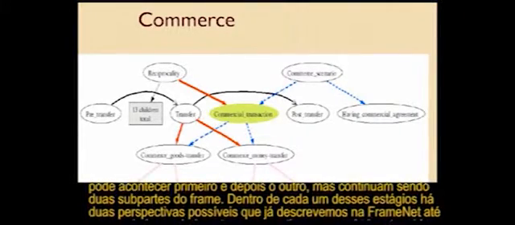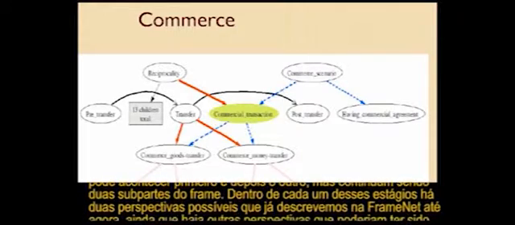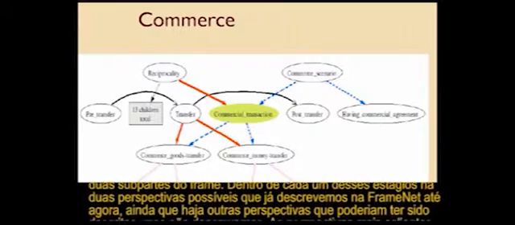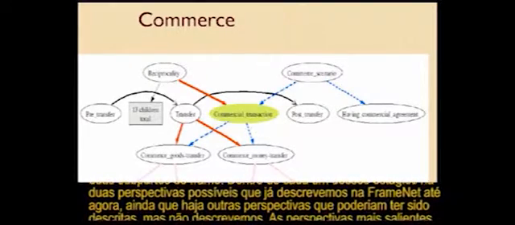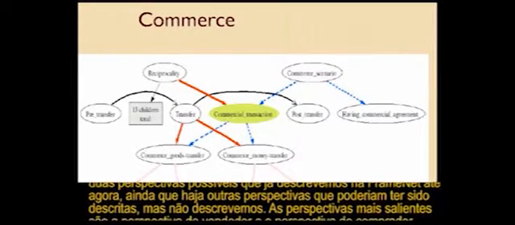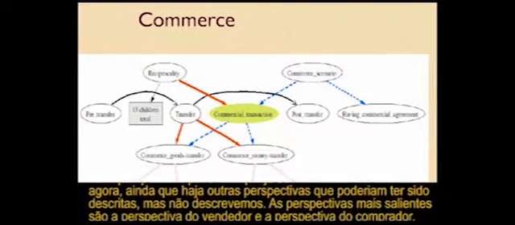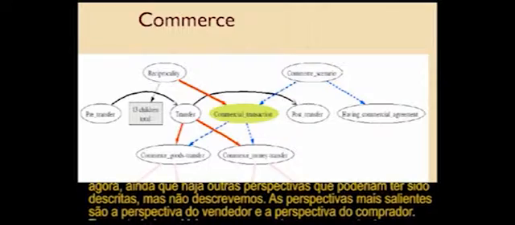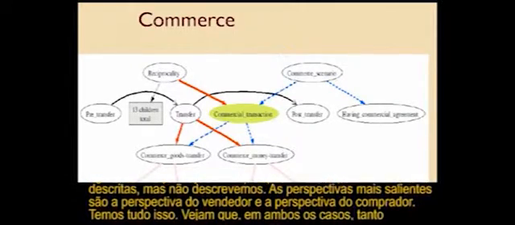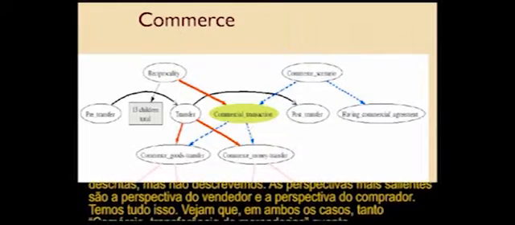And within each of those stages, there are two possible perspectives that we have described in FrameNet so far, although there are other perspectives that we could describe that we haven't. So the most salient of these perspectives are the perspective of the seller and the perspective of the buyer. So we have all of that.